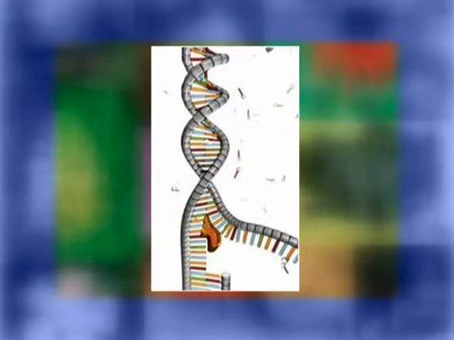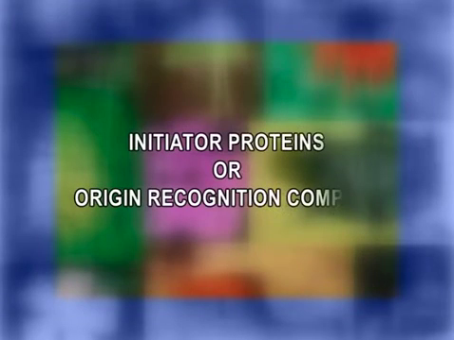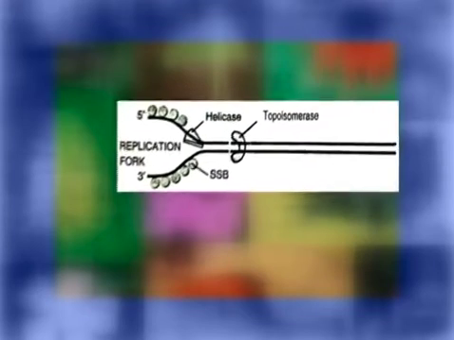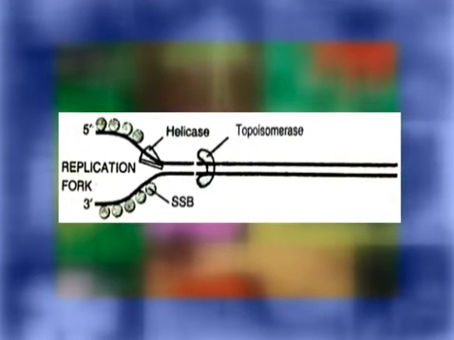Unwinding of DNA. The DNA must unwind to expose the single strands in order to proceed with replication. The initiator proteins, also called the origin recognition complex, bind to the double-stranded DNA at the origin of replication, which is usually an adenine and thymine-rich portion. Initiator proteins lightly unwind the DNA using energy from adenosine triphosphate, or ATP. The enzyme helicase continues the unwinding after being attached to the unwound DNA.